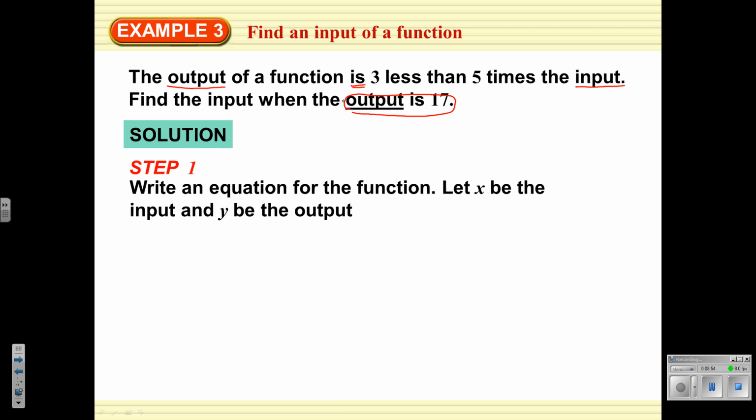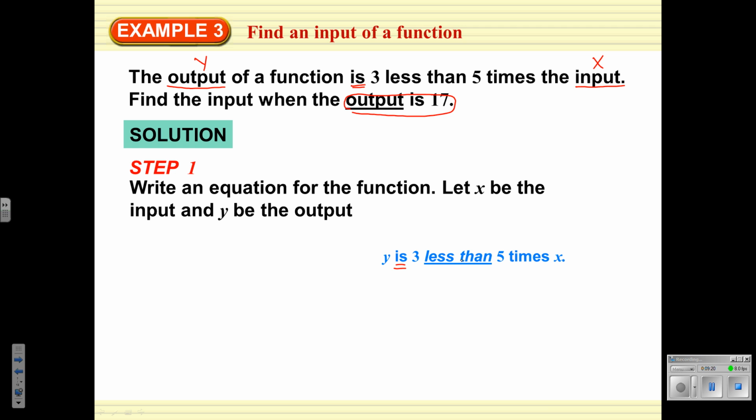Okay, we're going to write an equation. We don't have an equation, so we're going to write an equation for this function. X is always our input, so I'm going to put an X right there. And Y is the output, so I'm going to put a Y right there. And I'm going to kind of use this as a verbal model. So my Y is my output. So my output is means equals.